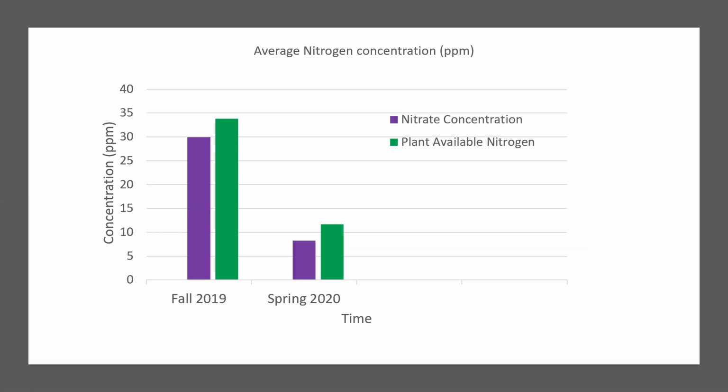The next graph over here shows the average nitrate concentration as well as the average plant available nitrogen concentration in between the fall of 2019 and the spring of 2020. It is clear from the graph that both the concentration of nitrate and plant available nitrogen was greater in the fall of 2019 than that of spring 2020.